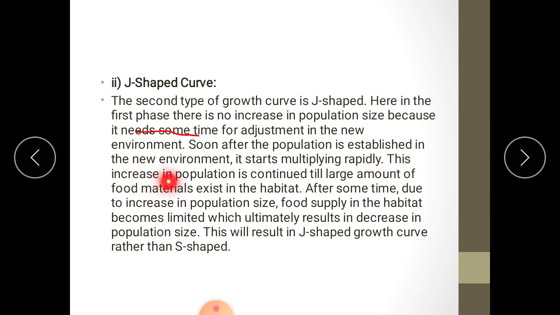This increase in population is continued till a large amount of food materials exist in the habitat.